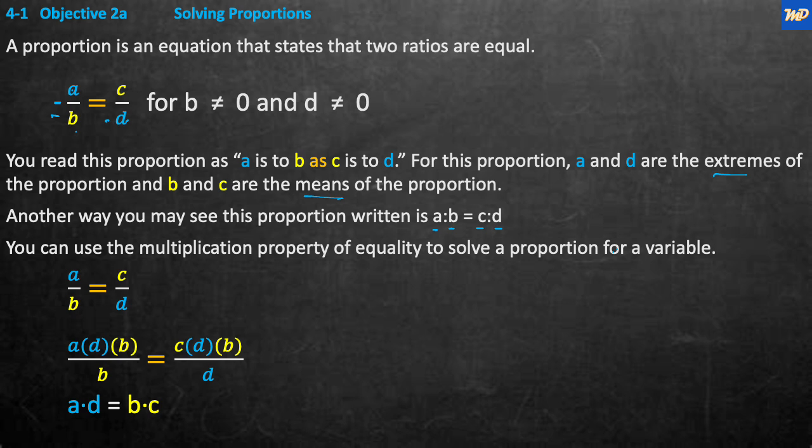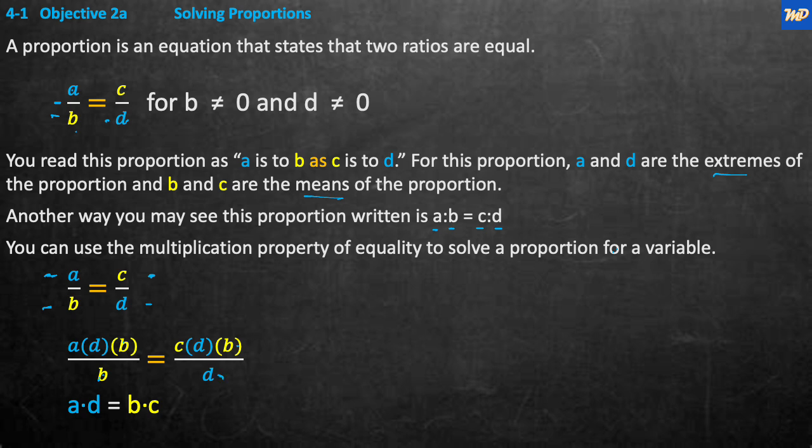So you can use the multiplication property of equality to solve a proportion for a variable. I'm going to show you why and how you do that. So A is to B as C is to D. We can manipulate this. Any one of these variables, we can manipulate them. They're all variables right now. To get rid of the B in the denominator, we can multiply both sides by B. When we multiply the left side by B, the B's on the left-hand side will cancel each other, and we get a B on the right-hand side.